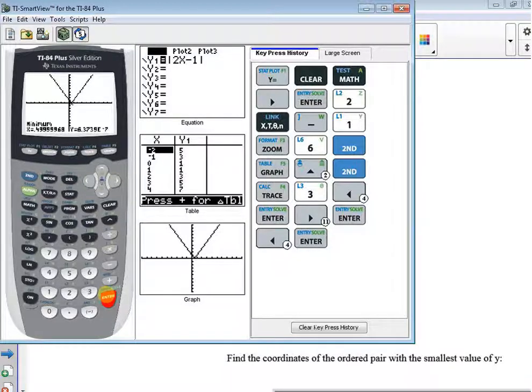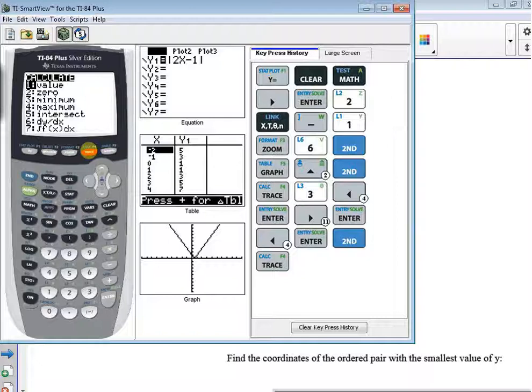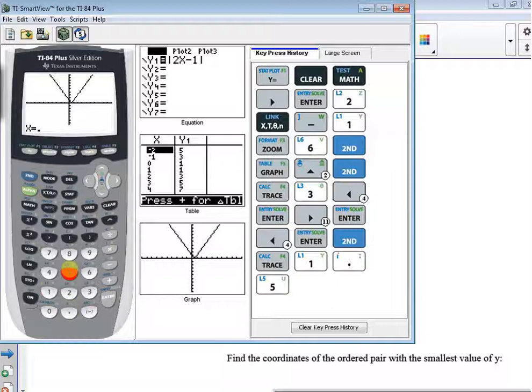And so to test this for sure, I'm going to go to second trace value, which is choice 1, and I'm going to enter in 0.5, and it says y is equal to 0. So that verifies that that is indeed the minimum. The programming is a little bit crazy, so that's why it comes out with the decimals.